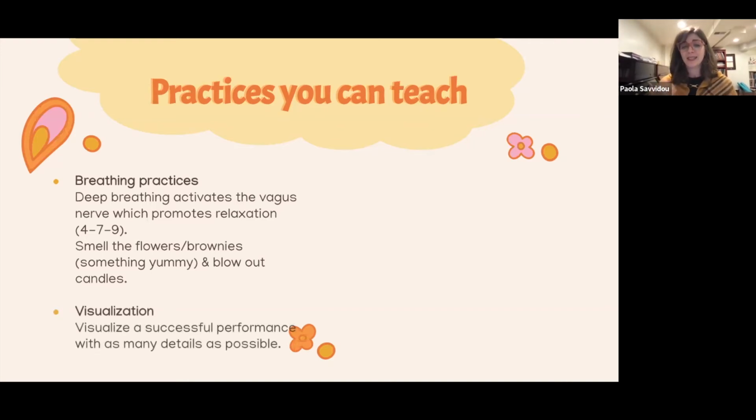Visualization. Visualize a successful performance with as many details as possible. What are you wearing? How are you walking on stage? How are you taking a bow? And so on. Practicing progressive relaxation is also really helpful. And again, you can practice it with students of all ages.